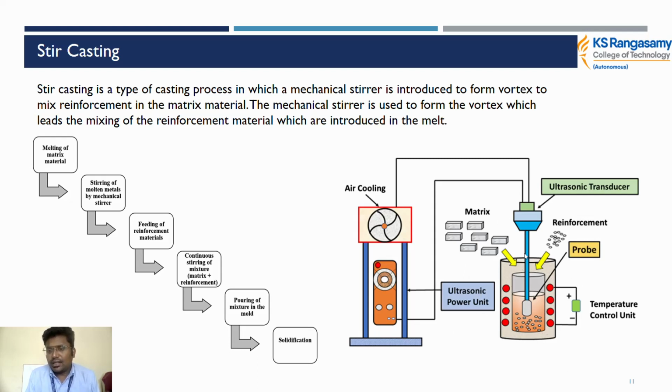So this is the mechanical stirrer. The matrix metal will be continuously stirred. It can be connected with ultrasonic power, and an ultrasonic transducer can also be used. Sometimes the mechanical stirrer or ultrasonic transducer is used for stirring purposes. So this is the manufacturing of metal matrix composite material using the stir casting method.